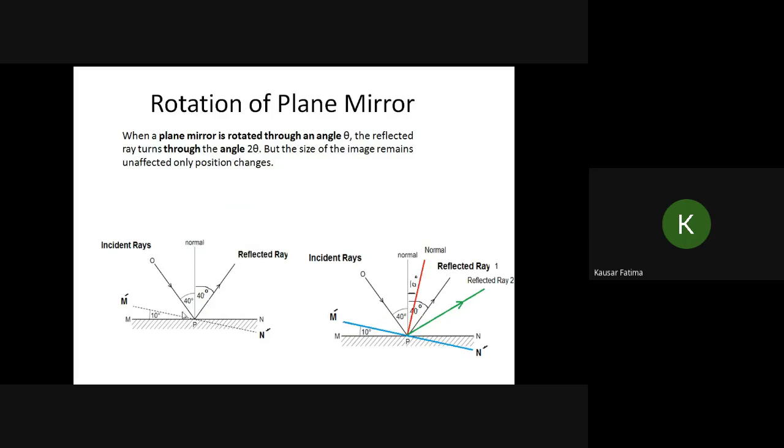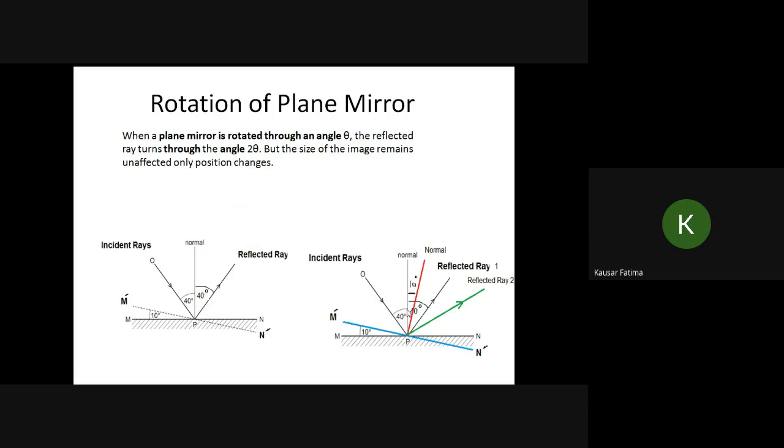Of course, when the mirror position is changed, the normal will also shift. So here, this is the old normal in black color on the mirror MN. Now M dash N dash is the new position of the mirror. So the normal in red line is shown for this. The incident ray is the same. So what is the angle of incidence now with respect to the new normal? It is 40 plus 10, means 50 degrees.